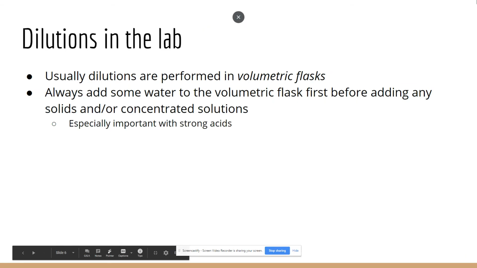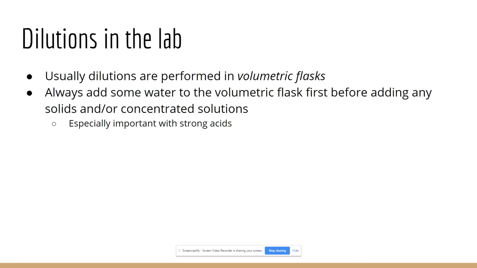Pause here. Now that brings me to how we actually do this in a lab. Typically you're going to do this in something called a volumetric flask. If I haven't already shown you one of these, I will when we go over this video during class. These are flasks that are designed to a specific volume. So a 250 milliliter volumetric flask is only good if you're trying to make 250 milliliters of a solution.